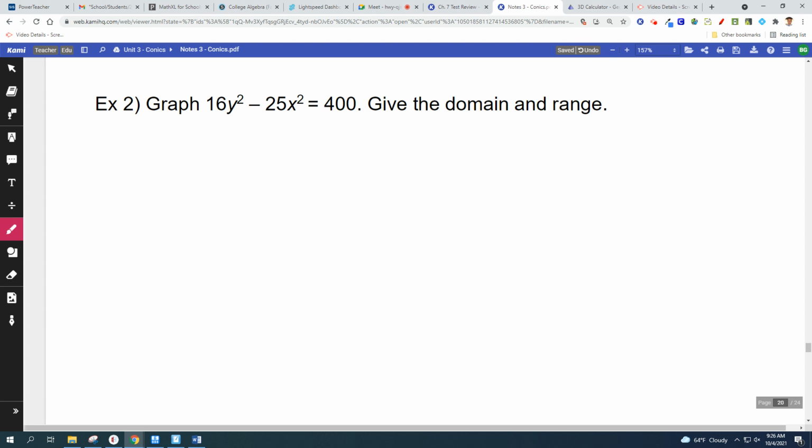Number 2 is the same question. This time it's not quite written in standard form. Just like the ellipse, we want it equal to 1. We want the thing equal to 1. And so this is the same as the last lesson. It's very, very similar. I'm going to divide by 400 because I want 1.